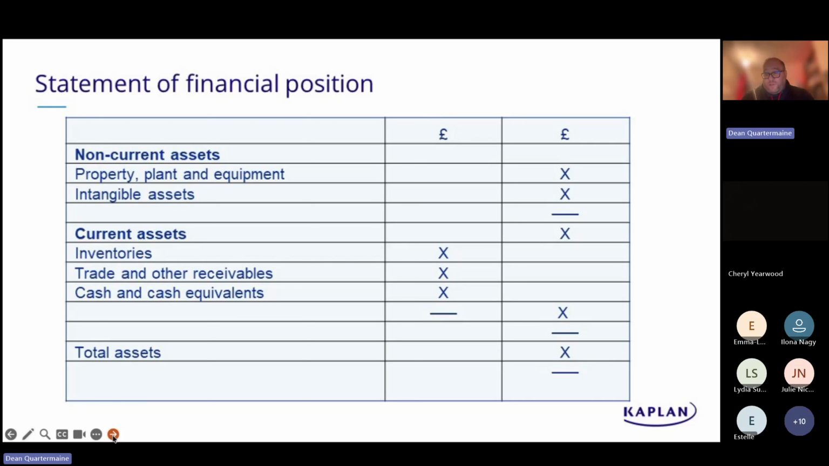Trade and other receivables, that's literally the money you're owed from your customers. That is a current asset. There are some other receivables, but we'll jump into those in future weeks. Cash and cash equivalents. Cash is literally cash you've got in the bank, or physical actual cash. They might have some petty cash. And cash equivalents, there are some things that are considered to be cash equivalents, which we'll, again, jump into in future weeks. So you can add your non-current assets to your current assets to get total assets.